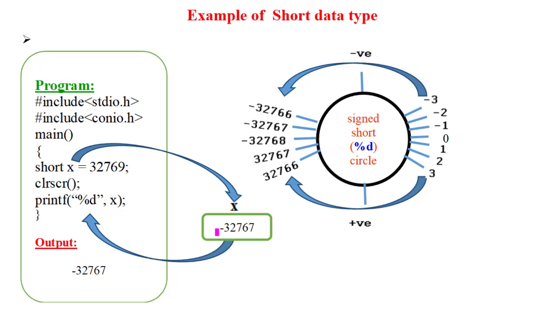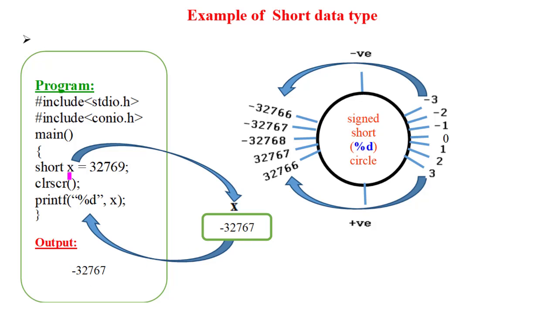Which is that corresponding memory location? Say this is that corresponding memory location. It will collect the data from that memory location and ultimately it will print this data. So what will be the output? The output will be minus 32,767. We will get this out.